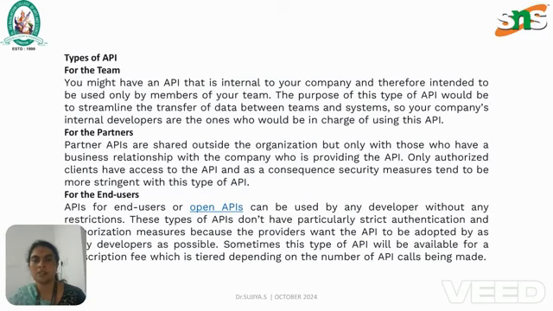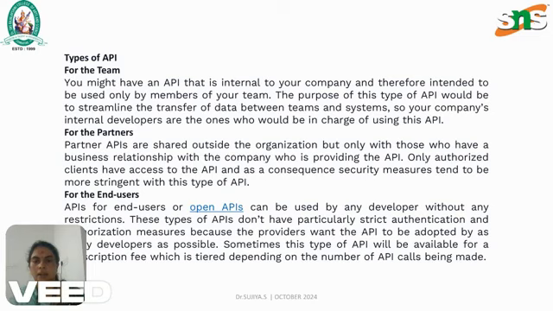Types of API: the API is for the team, for the partners, and for the end users. For the team, it is designed for internal use within a company, and therefore it is intended to be used only by the members of a team. The purpose of this type of API is to streamline the transfer of data between teams and systems, so the company's internal developers are the ones in charge of using this API.